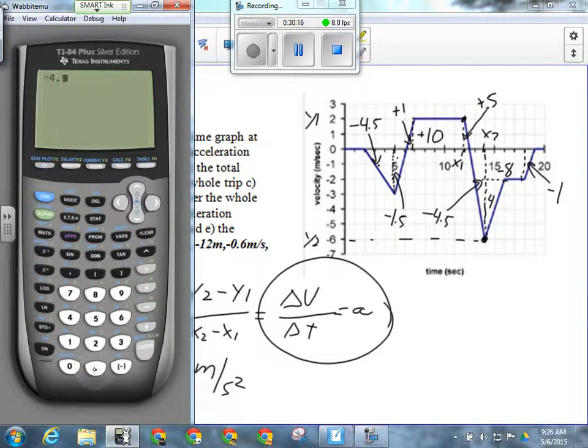So we'll have negative 4.5 plus negative 1.5 plus 1, okay, plus 10 plus 0.5 plus negative 4.5 plus 4 plus, whoop, sorry, that should be negative 4, plus negative 8, okay, plus negative 1. All right, negative 12. All right, so our total displacement there is negative 12.